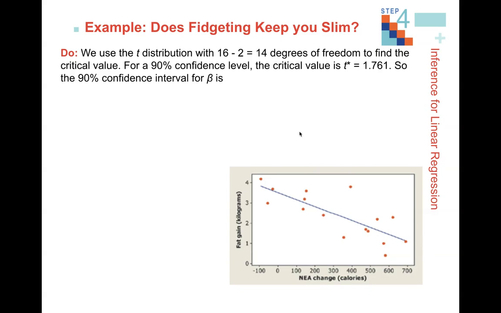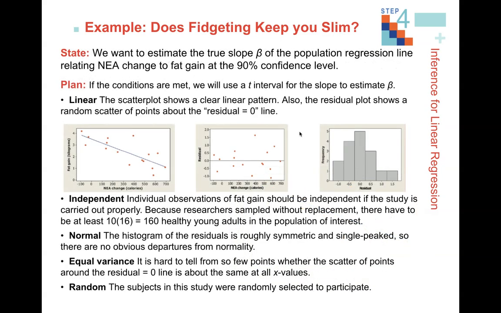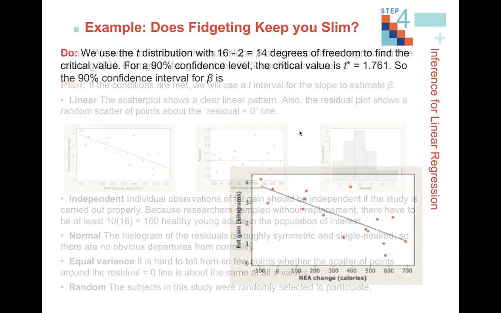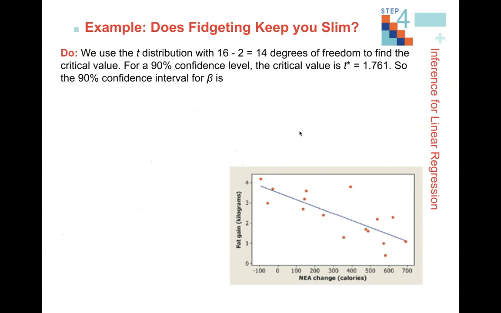So here's the do. That's the state and the plan, and then here's the do. We're going to use a t-distribution with n minus 2, or 14, degrees of freedom to find the critical value. For a 90% confidence level, the critical value t star is 1.761. To find this on your calculator, all you're going to do is inverse t.